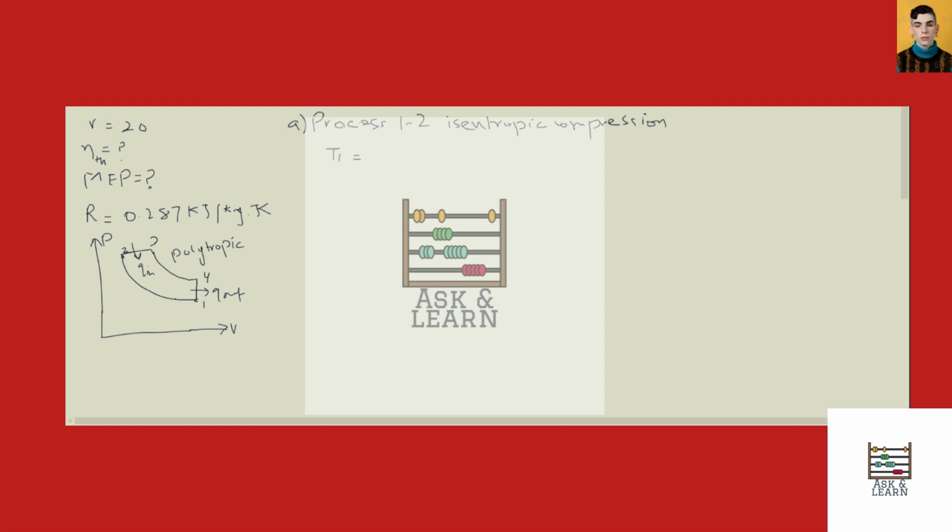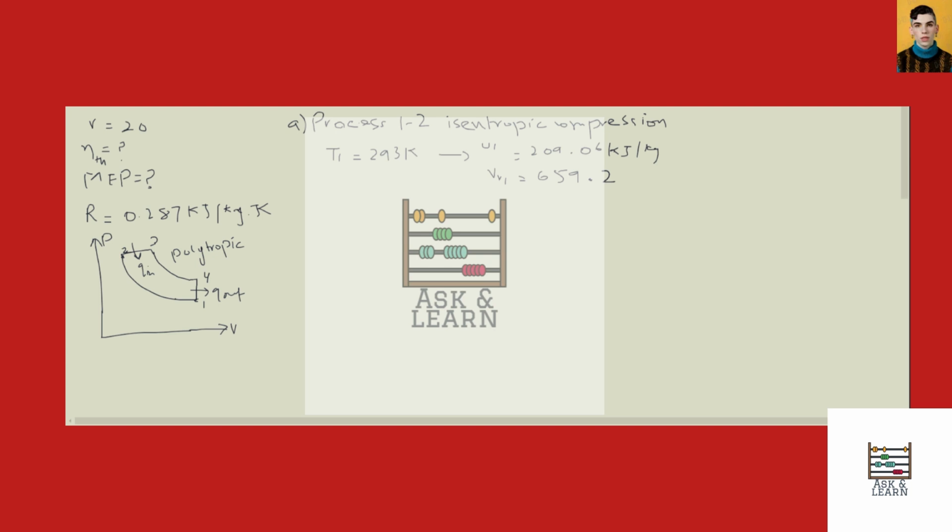Temperature T1 is 293 Kelvin, at which U1 is 209.06 kilojoule per kg and VR1 is 659.2.